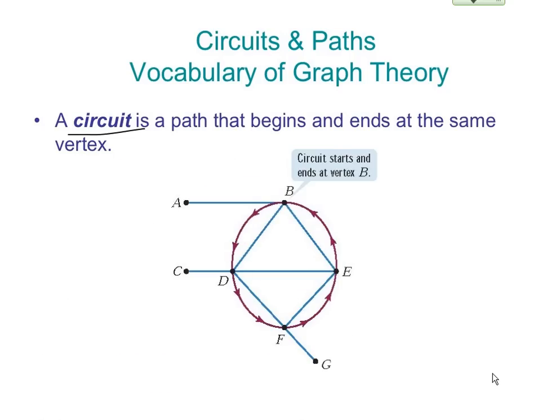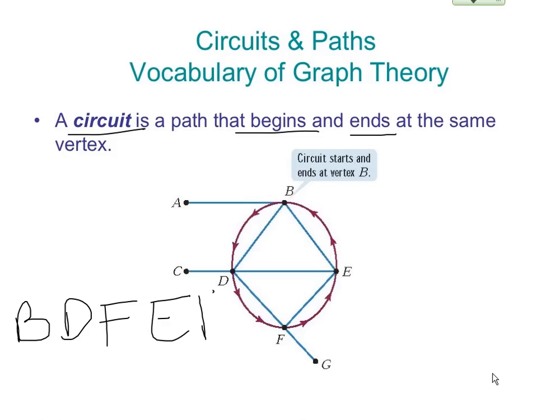A circuit is a path, but it's a specific type of path. It begins and ends at the same vertex. So for a circuit, if I start at B and then go to D, F, E, a circuit has to go back to the original starting vertex. So these two letters have to be the same. For a circuit, the beginning and the ending vertex have to be the same.